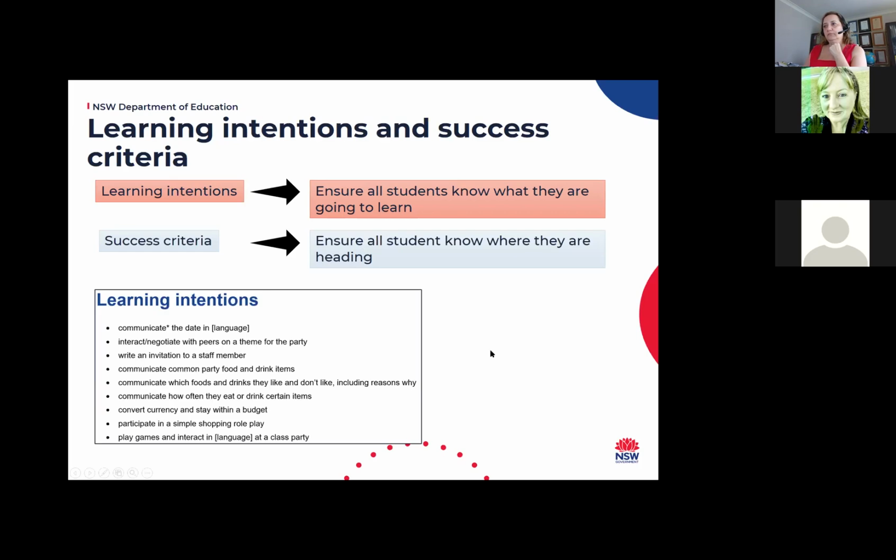Here are some sample learning intentions. These are from our class party unit for Stage 4. Learning intentions should be shared with students at the start of each unit of work. You can see the learning intentions provide a clear set of statements which clarify your expectations for students.